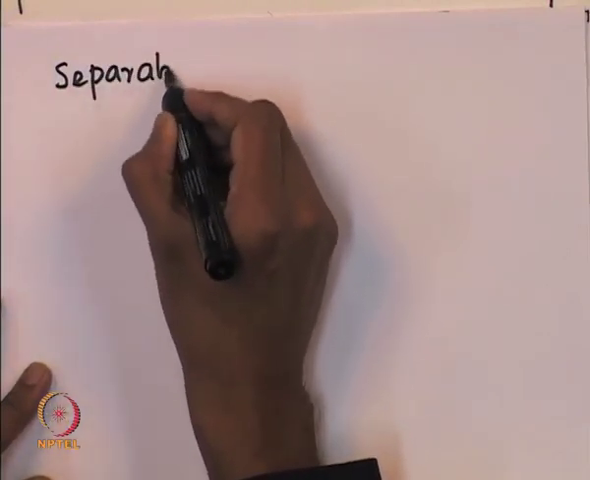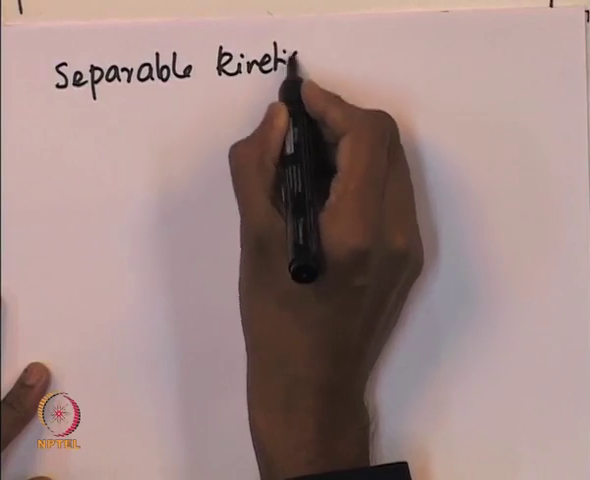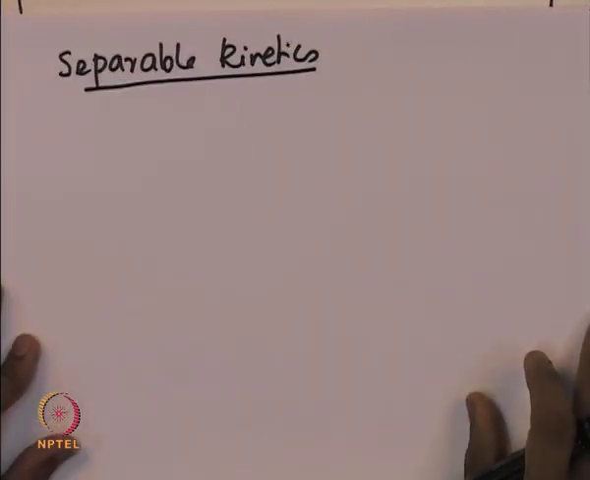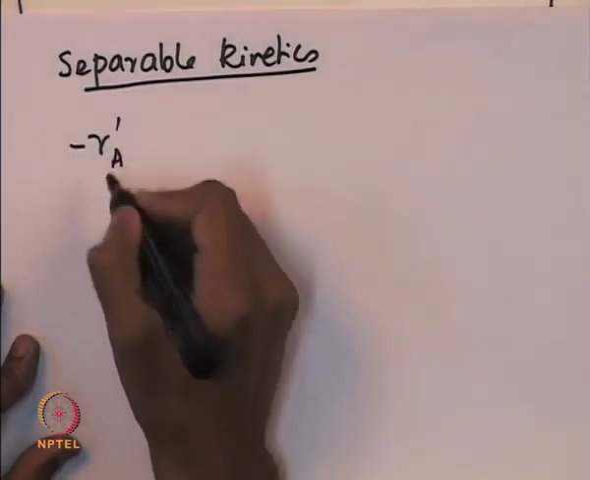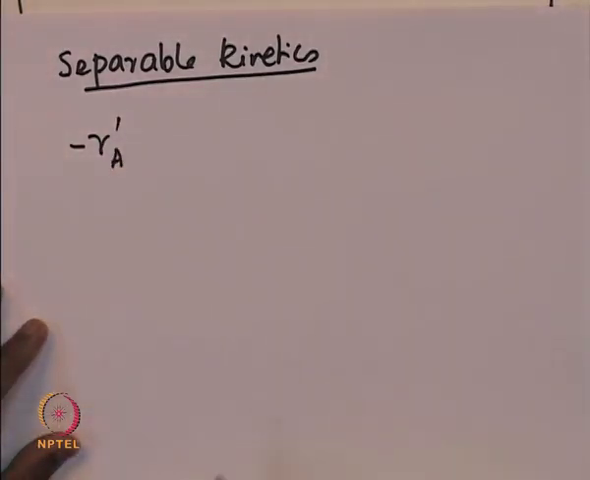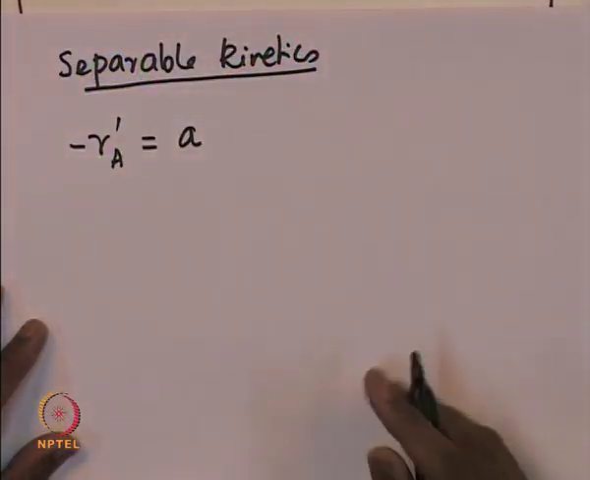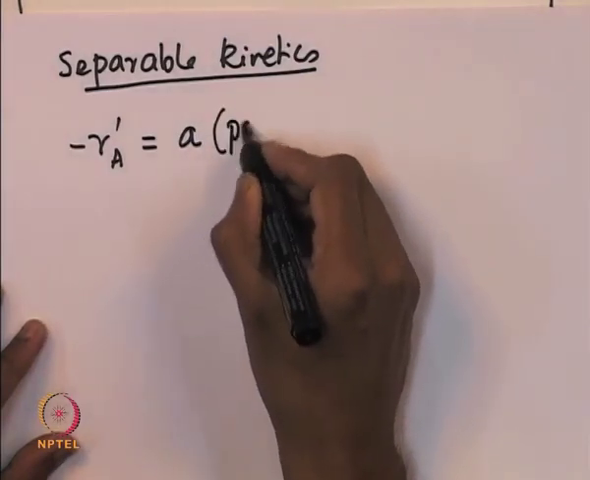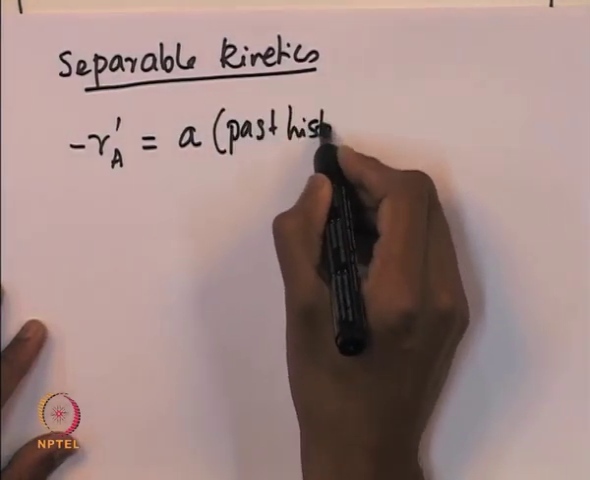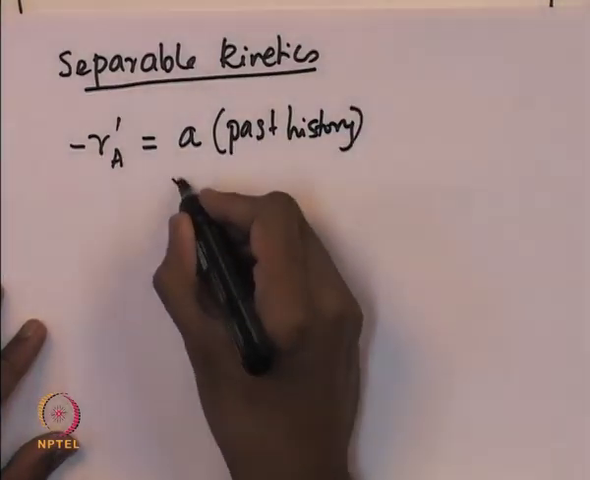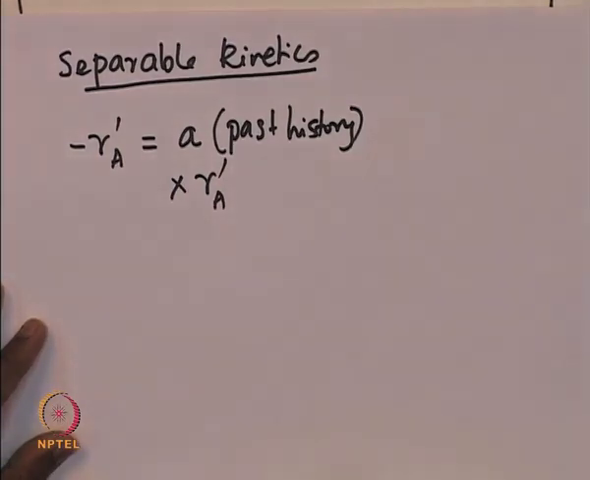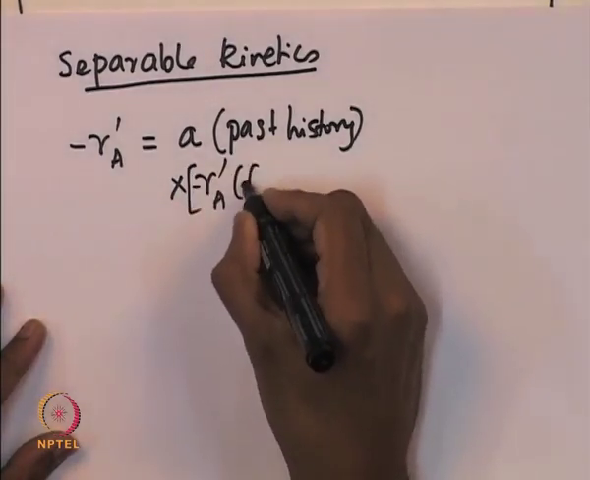In the case of separable kinetics, one can actually write the net rate law. Suppose A is the reactant which is catalytically reacting to form products B, then one could write a rate law which looks like this, where A is the activity of the catalyst, which depends only on the past history of the catalyst, multiplied by the reaction rate as if the catalyst were fresh.